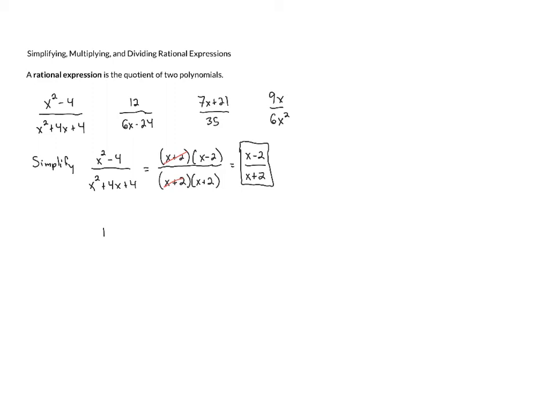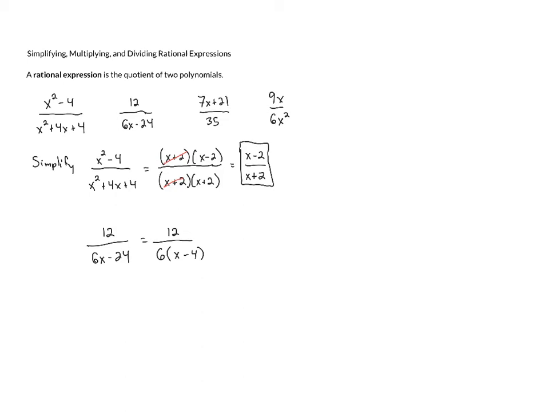The next one we have here is 12 over 6x minus 24. Now, the numerator is just a number. We could factor 12. It's 6 times 2. It's 3 times 4. But we're going to leave it alone just for now, because what's more important is that we factor out the polynomial in the denominator. Now, 6x minus 24 has a GCF that we can pull out. That GCF is 6. So we pull out 6, and we're left with x minus 4 in parentheses.